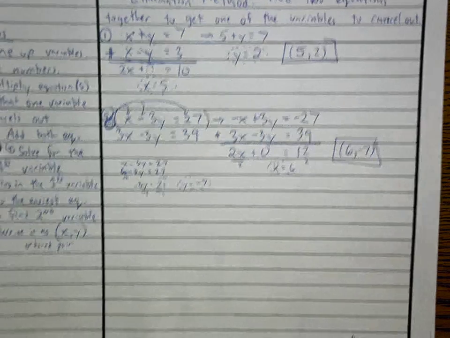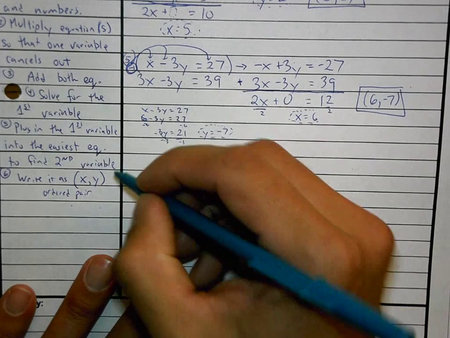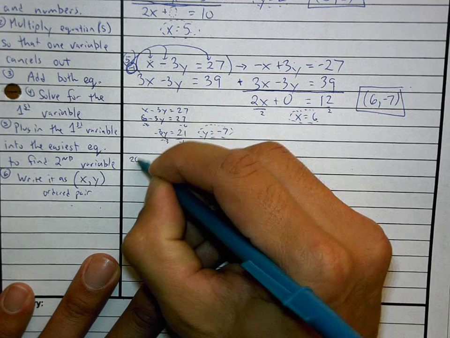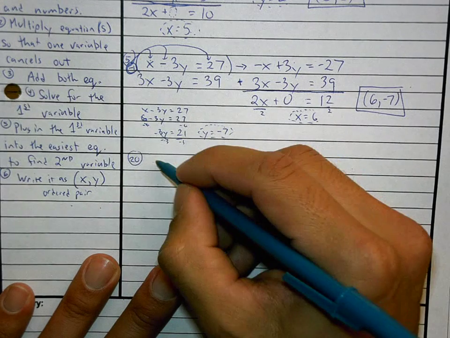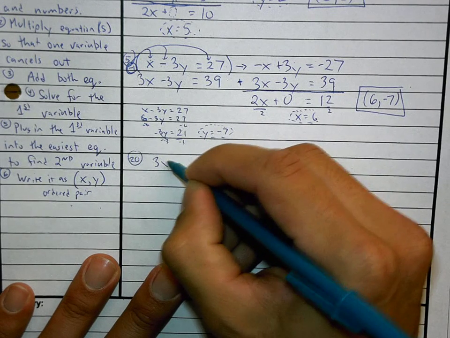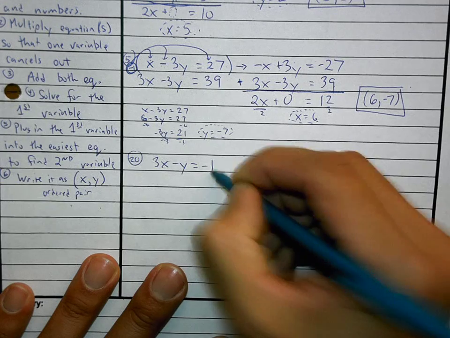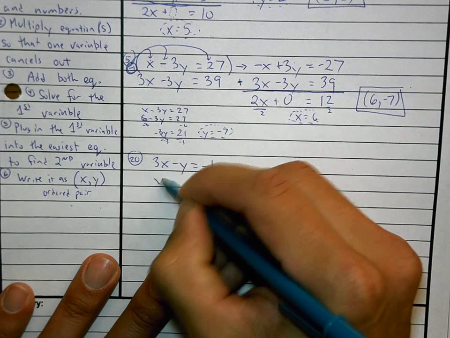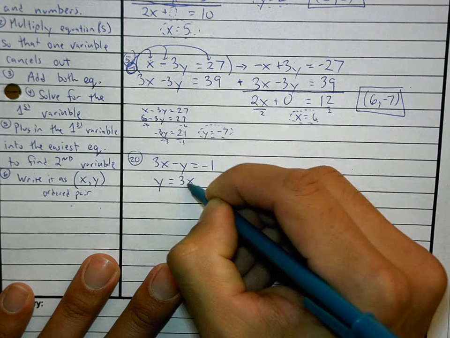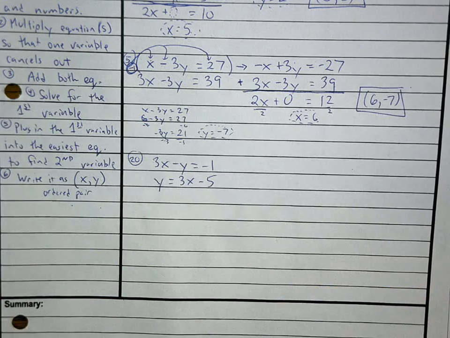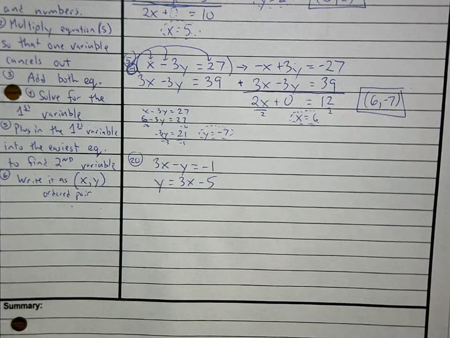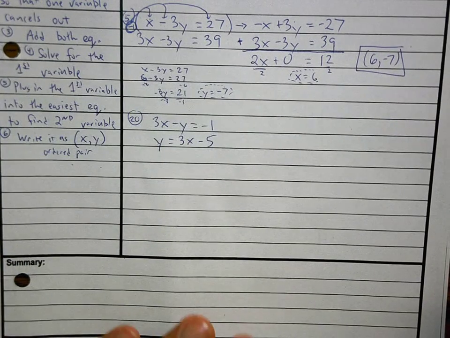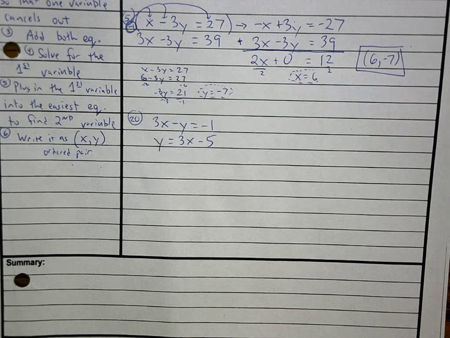I have 2 more examples. This one's a little bit harder, a little more advanced. 3x minus y equals -1. Y equals 3x minus 5.